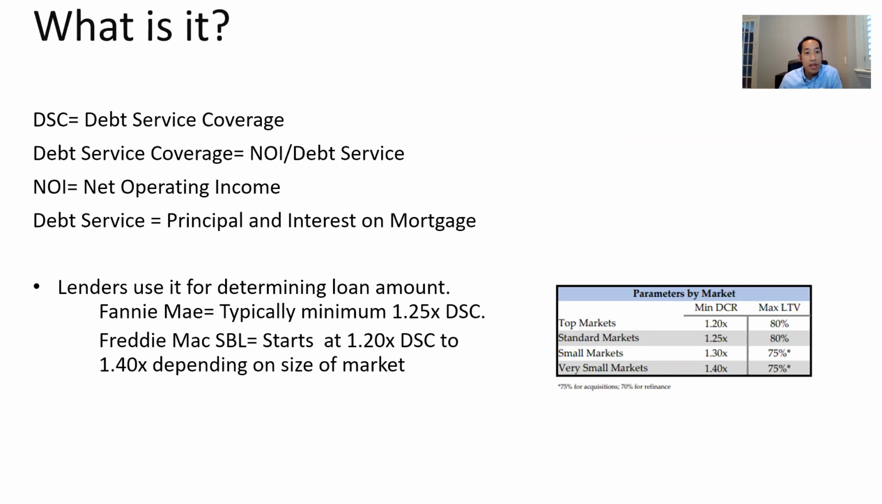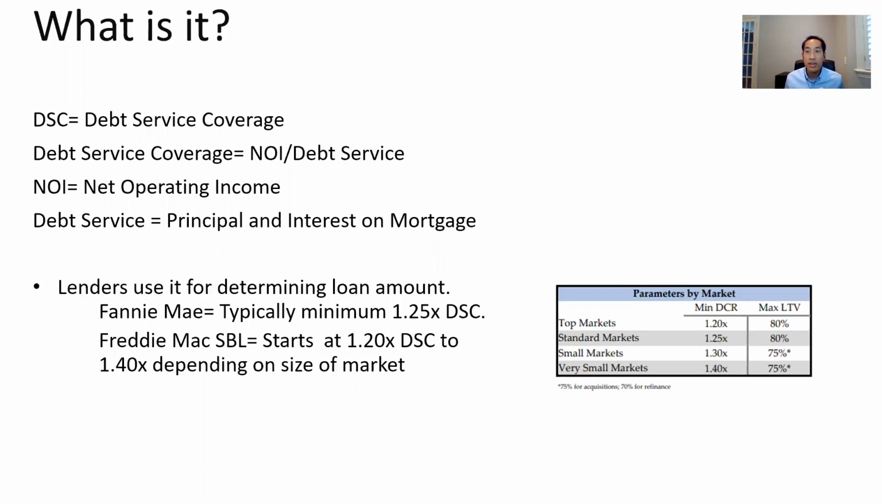For Fannie Mae, the minimum is typically 1.25 debt service coverage. Freddie Mac small balance starts at 1.20 and goes all the way up to 1.40 on their minimum debt service coverage, depending on the size of the market. You can see the top markets are going to be your coastal markets, let's say like New York or San Francisco, LA.